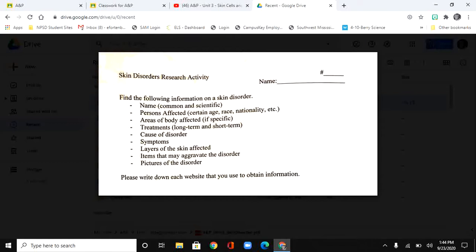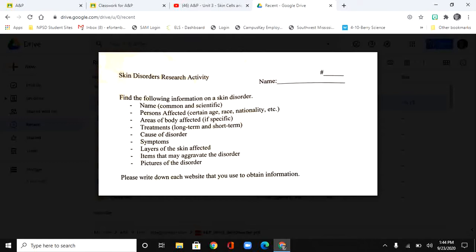Then you're going to look at persons who are affected by this particular skin disorder. Is it a disorder that only affects young people? Is it a disorder that only affects a certain race? Is it found only in a certain nationality? Is it more common in certain areas of the world? So you're going to study to see who is affected by it. Then I want to know what areas of the body are affected. Like, for instance, sometimes disorders only affect the skin on the face. Sometimes it only affects the skin on the hands or the feet or the torso. So do a little research to see what parts of the body are affected.